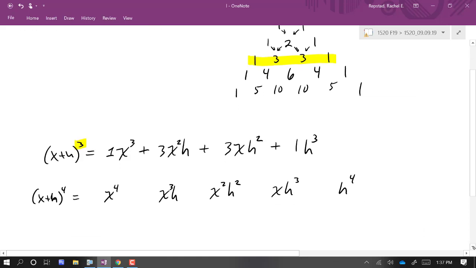So I start with all x's, and then the powers on the x's decrease as the powers on the h's increase. You can sort of see the powers on x being walked down as the powers on h are being walked up. What are my coefficients going to be? 1, 4, 6, 4, 1.